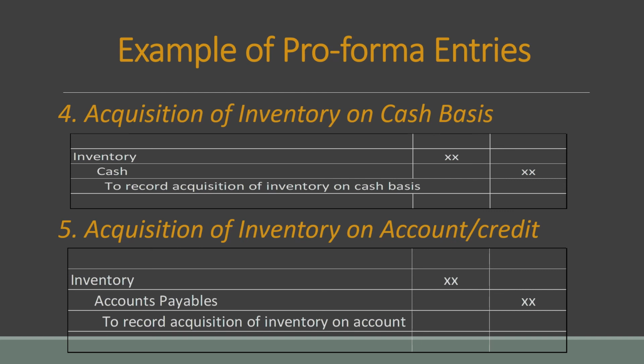So, paano naman kapag nag-acquire ng inventory on account or on credit? Pag sinabing on credit, ibig sabihin utang pa. Hindi pa tayo nagbayad. So, magde-debit tayo ng inventory and then credit accounts payable since utang pa yung inventory yung binili natin. And then, magkano yung debit? Magkano yung iti-credit? And then, ano yung description? To record acquisitions of inventory on account.